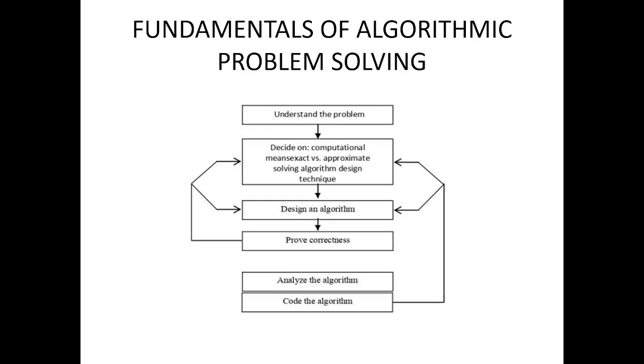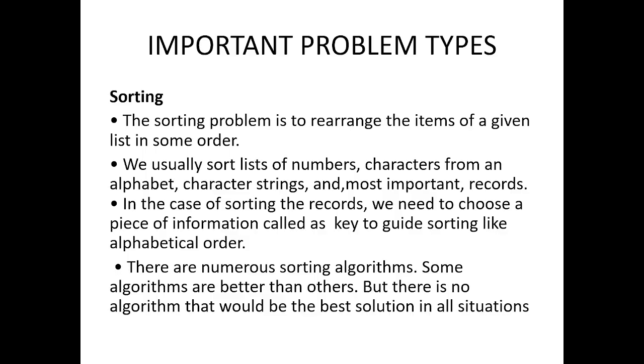If there is an error, we have to prove the correctness, analyze the algorithm again, and code the algorithm based on the corrected algorithm. Then we have to look at various types of important problems in algorithm design. First, we will see a few of them.